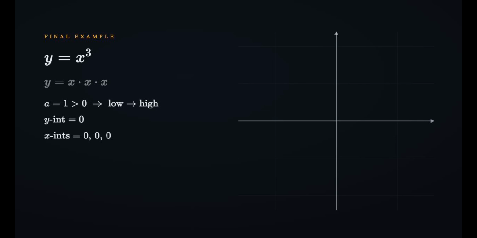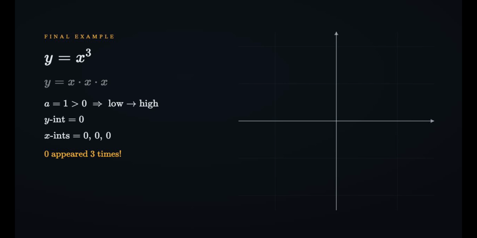Final example, y equals x cubed. Yeah, I know, bear with me please. Here we can rewrite y as x times x times x. A equals 1 and the y-intercept is 0. And the x-intercepts are 0, 0, and 0.